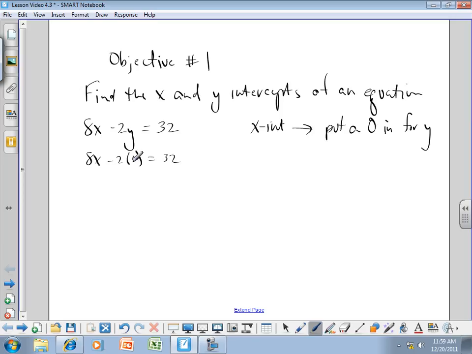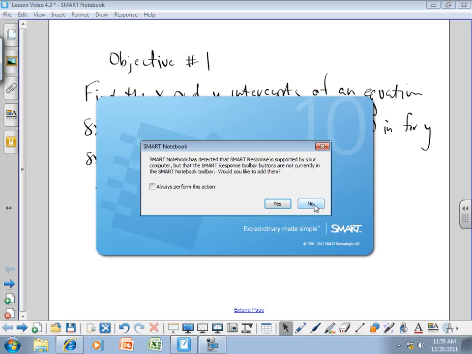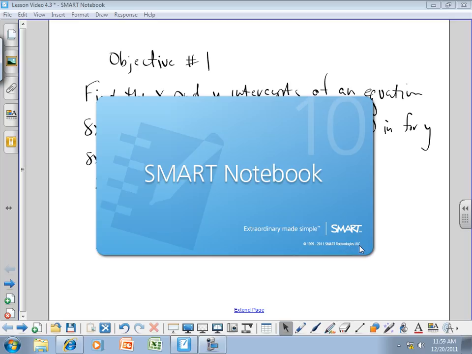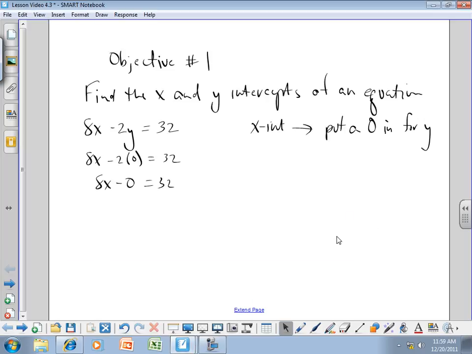Okay? Now this says I'm supposed to take negative 2 times 0. Well, can anybody tell me what negative 2 times 0 is? Yeah, it's 0, isn't it? All right, now, what is 8x minus 0? Well, 8x minus 0 is 8x, isn't it? Yeah, if you don't take anything away from 8x, then you're left with an 8x. And now we can solve for x.